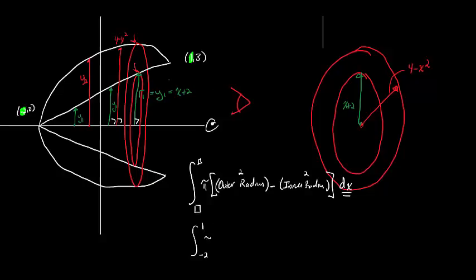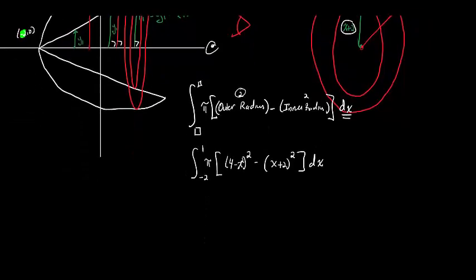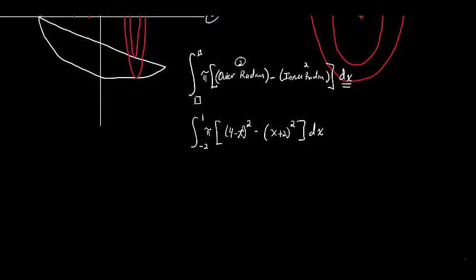I'm going to keep this pi out in front. Our outer radius is going to be this 4 minus x squared, and I'm squaring this. And I'm going to subtract my inner radius, which is this x plus 2, squared, and we're integrating this with respect to x. So the washer method and the disk method state that if I have a horizontal axis of rotation, I want to integrate with respect to x. You don't have to do it that way, but I think it makes it a lot easier.